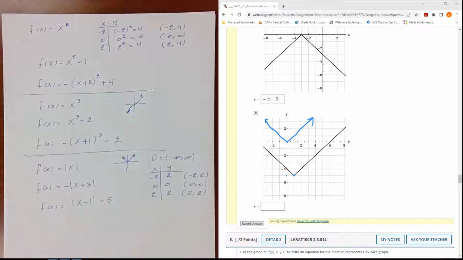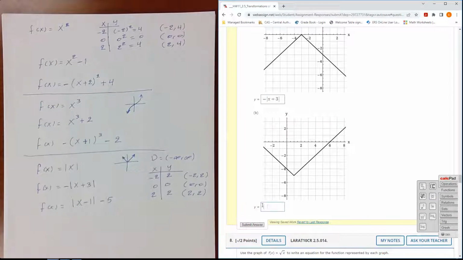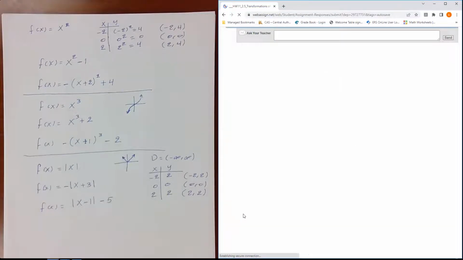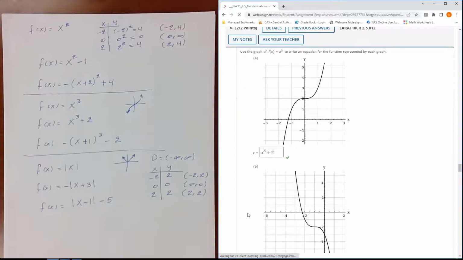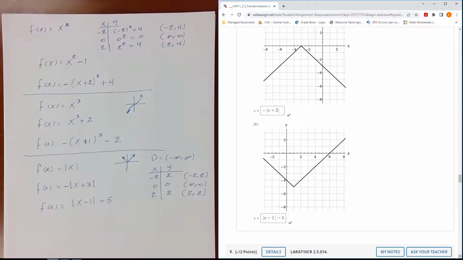So that's it for this example. So we're gonna write down here, let's erase this one. To the functions, the absolute value is going to be x -1, and outside the absolute value is going to be -5. Let's check this example. That's it.